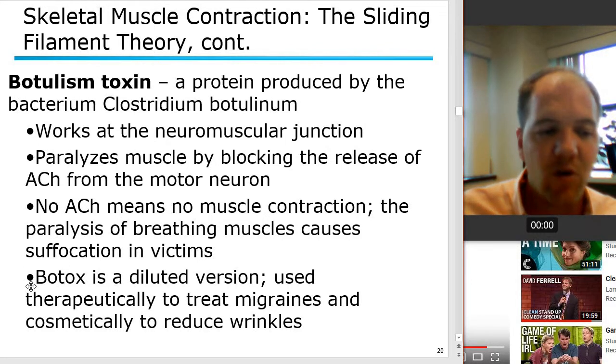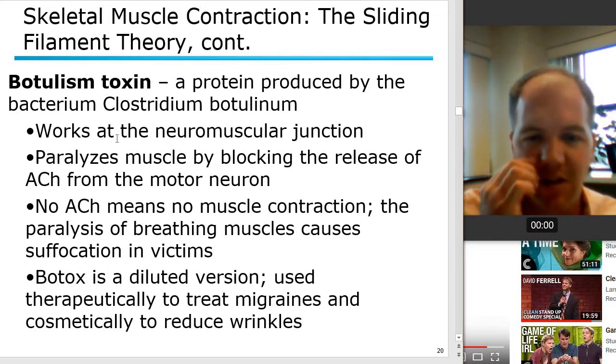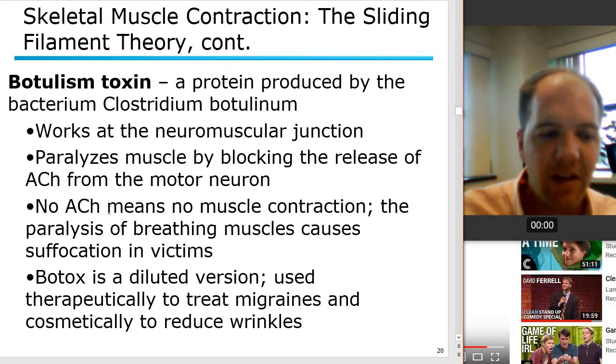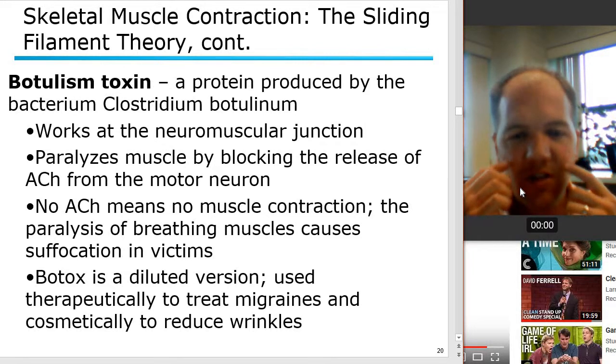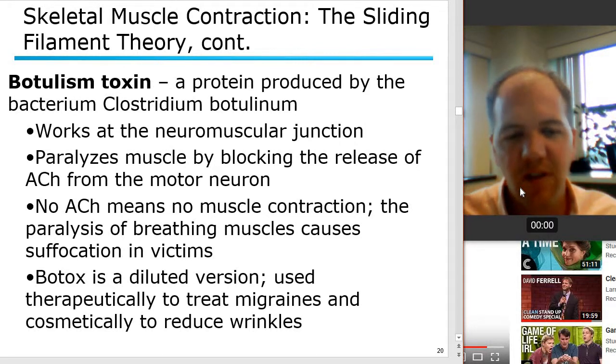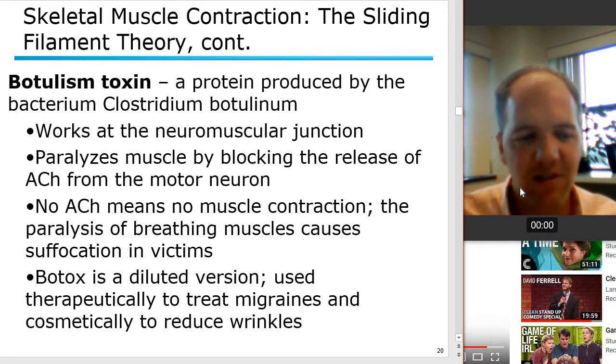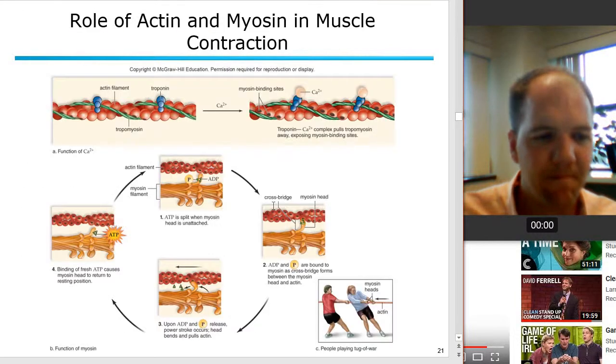Another way you've heard of it, though, is Botox. Botox is actually botulism toxin. So this is kind of crazy. I don't know who thought of this, but anyway, it's not as toxic. It's diluted. But what they do is they take that Botox and inject it into your skin, and it paralyzes the muscles in your skin which cause wrinkles. And so that's how they use Botox to treat wrinkles. Kind of a crazy idea.